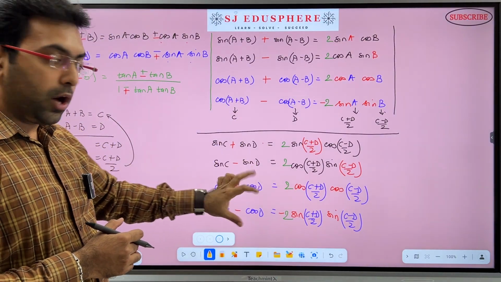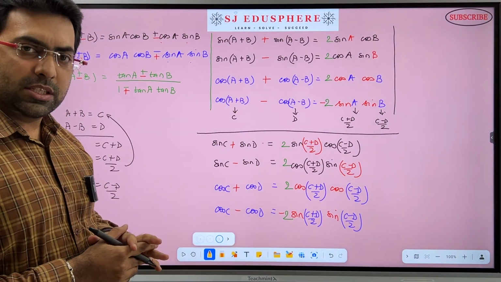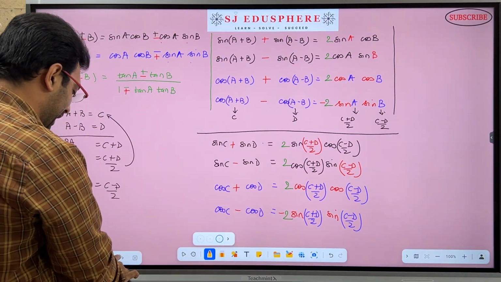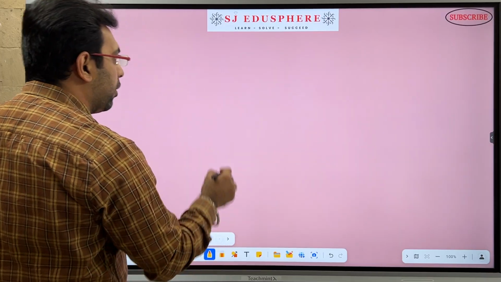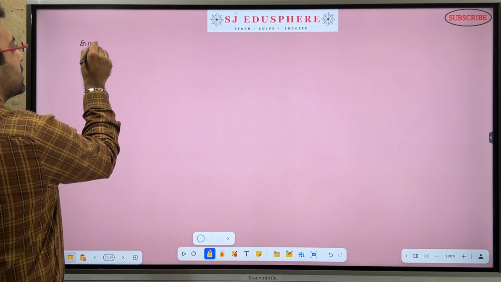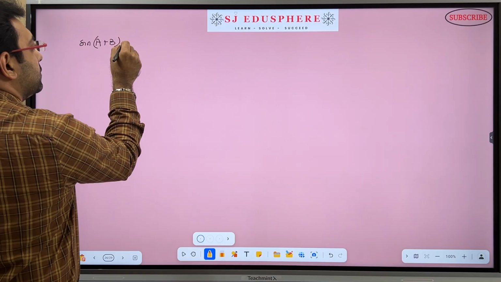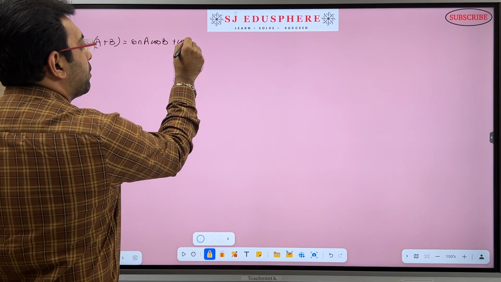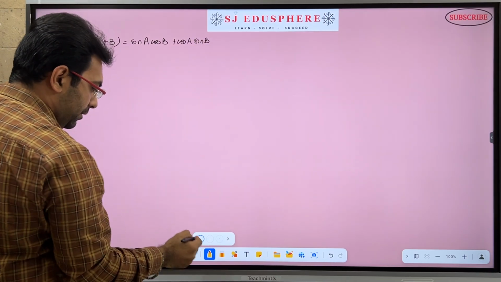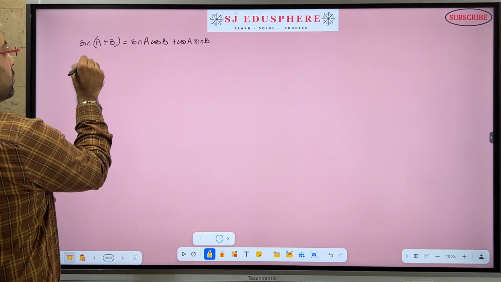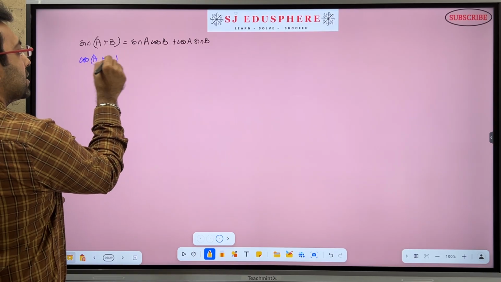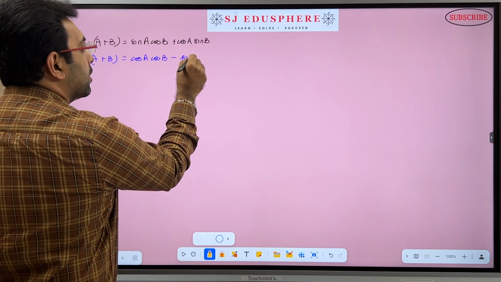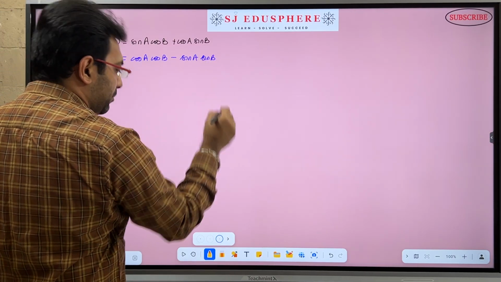Now let us play a little more with these formulas and make your formula sheet for half angle, double angle. I rewrite the formulas here as sin(A+B) is sin A cos B plus cos A sin B. Similarly, cos(A+B) is cos A cos B minus sin A sin B.